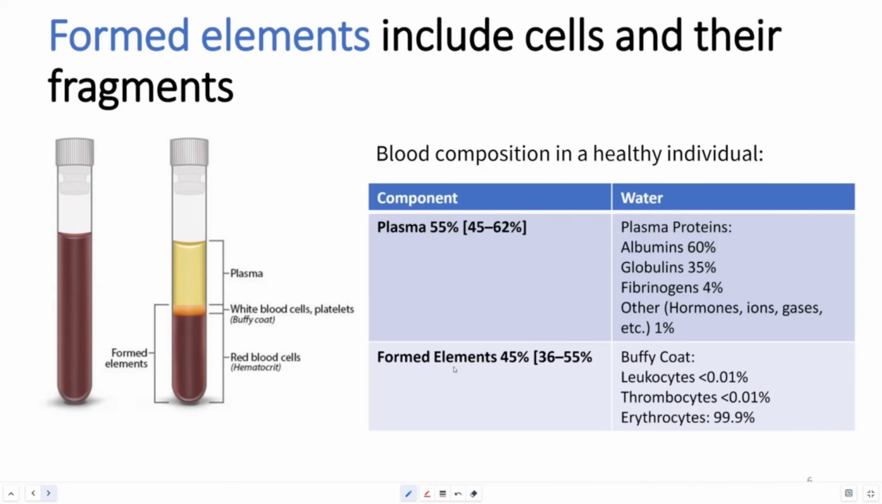55% of the blood is composed of plasma, which is then divided into the plasma proteins: albumins, globulins, fibrinogen, and other hormones. And the formed elements are about 45%, which includes the buffy coat, which is less than 0.01% of the leukocytes. Thrombocytes are about 0.01%, and then 99.9% is all red blood cells or erythrocytes.